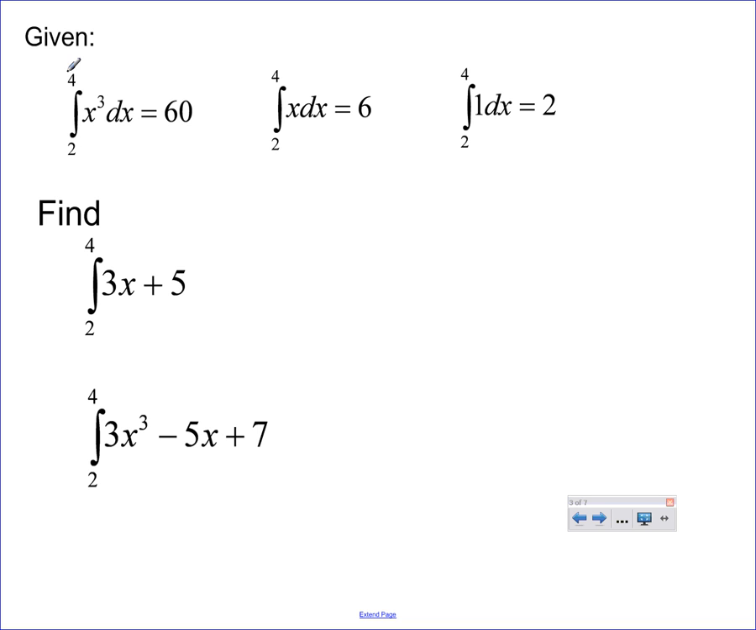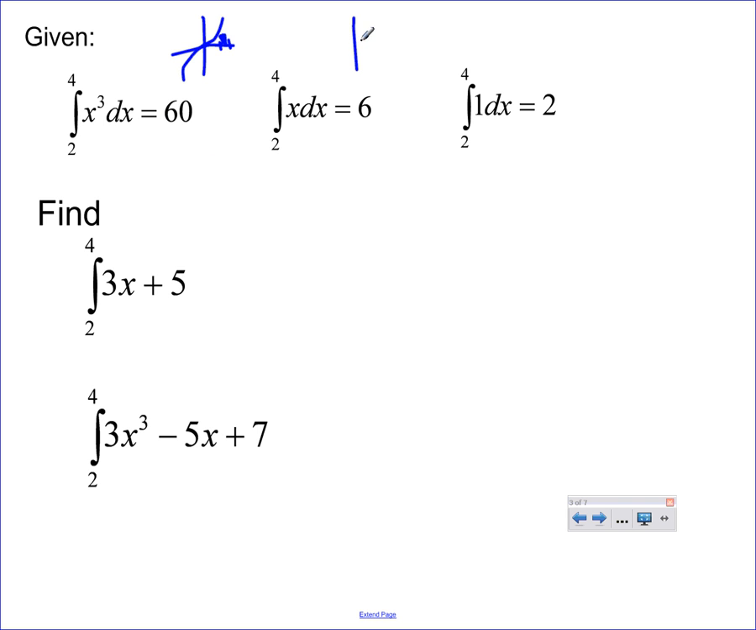So I'm just going to tell you, in the work that we're going to do today, that the definite integral of x cubed from 2 to 4, so again, for right now we'll think of that as the area under the curve of this function x cubed. So x cubed, remember, looks like that. From 2 to 4, we'll say is that. So this area right here is 60.